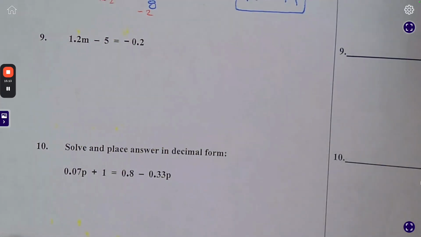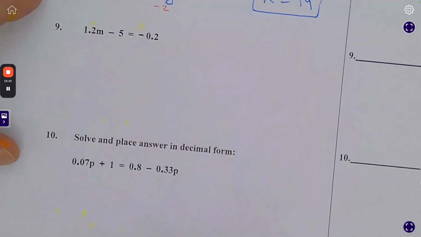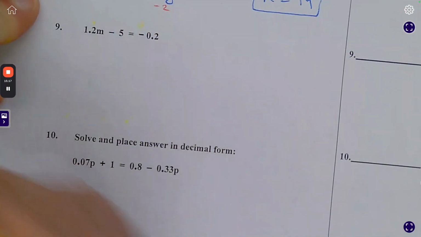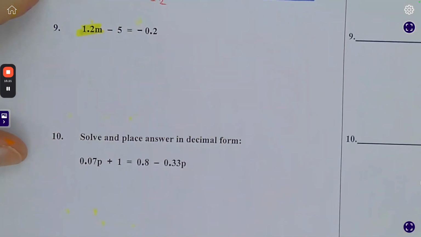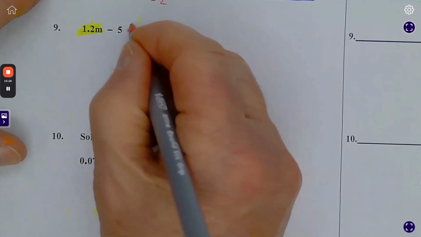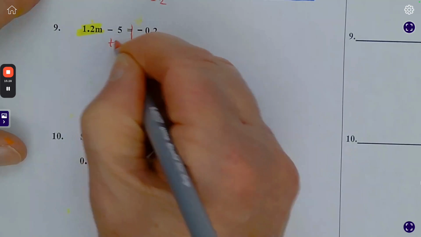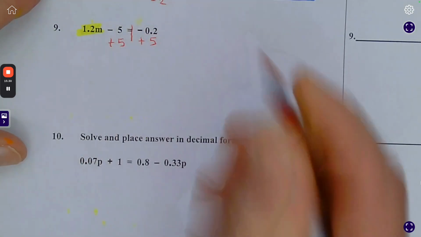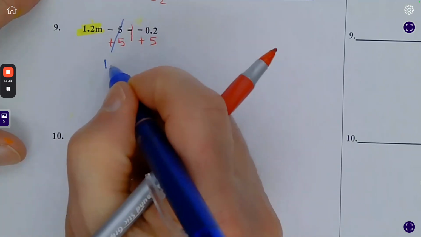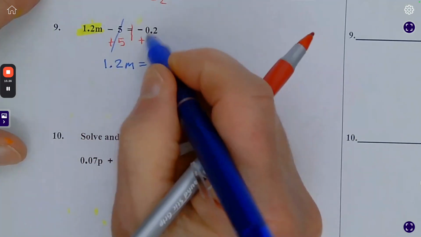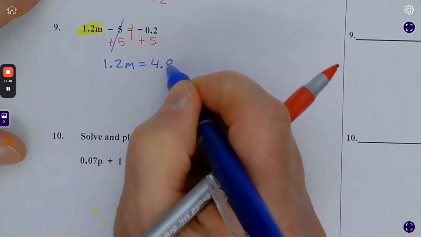All right, now let's solve this decimal equation. Again, what I notice right away is there's one term with a variable. That's my variable term. Constant, constant. So inverse operation for minus 5 is plus 5. Rewrite it, simplify. That goes to 0. 1.2m equals, that gives me 4.8.